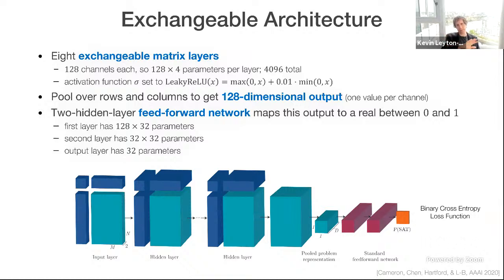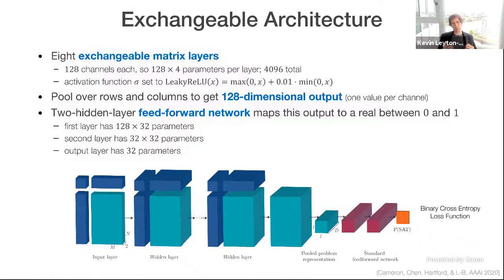So here we have this architecture with these exchangeable matrix layers. We have 128 channels each, which means we do those exchangeable 4 parameters per channel models 128 times, and then we stack those 8 deep. So that gives us 4,096 parameters. And we set our activation function to leaky ReLU, which is like ReLU, rectified linear units, but where you have a slight downward slope instead of a constant 0. Never mind if you don't know what that means.